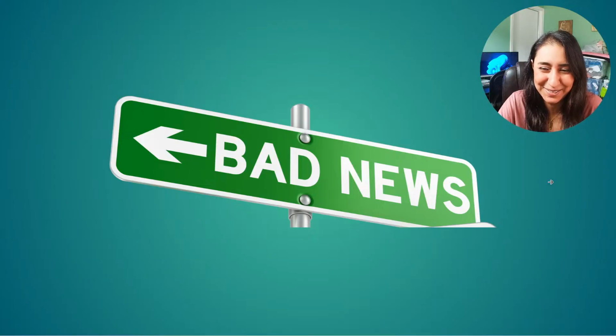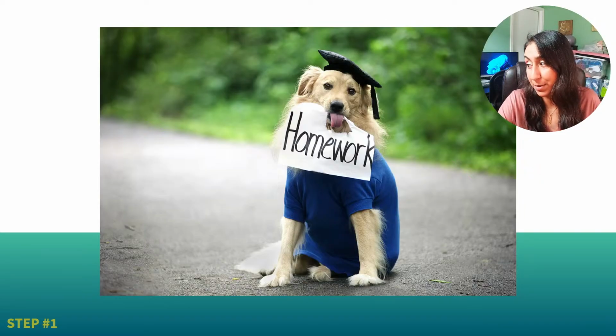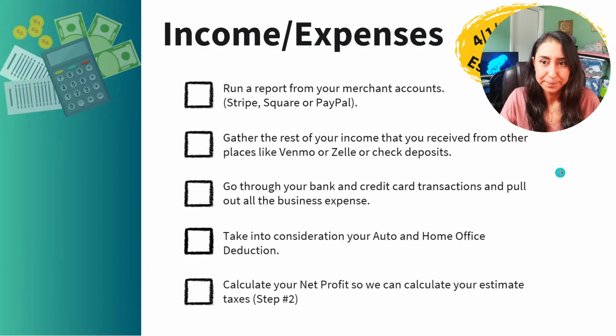Also, here's the bad news. The bad news is, I got some homework for you. You do have some homework from this workshop. We're not going to be able to get everything done in this maybe 1 hour. So here's your homework. All right. You're going to gather your income and expenses, however you want to do it. And because we're in June already, you just have to pay your taxes from your income and expenses that you made from April 1st to May 31st.